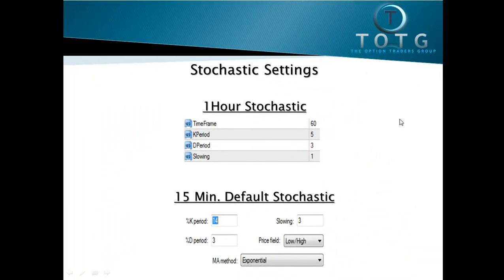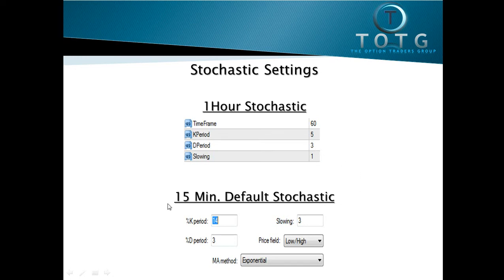The also important stochastic settings. And I went through tons of trial and error just to get it to the point where, as I mentioned just a second ago, the 1 hour would give the signal first. Okay? So I messed around with a bunch of signals. So on the 1 hour stochastic, you want the settings of 5, 3, and 1.